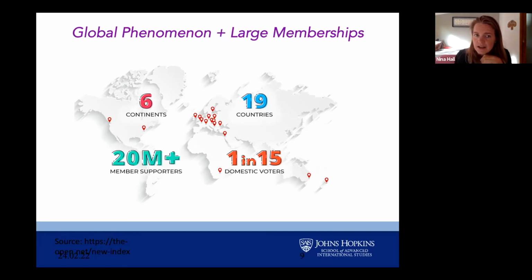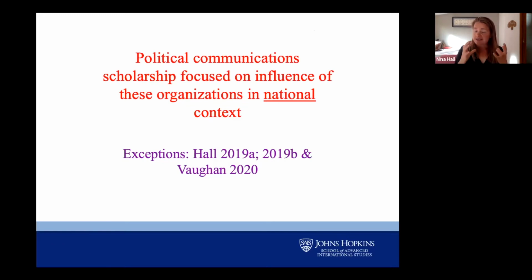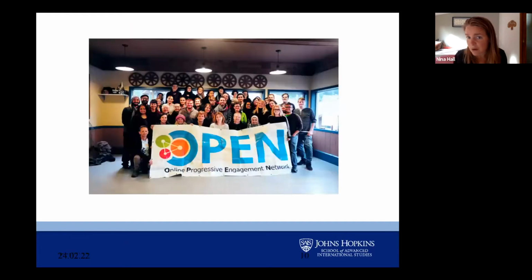Now, what I just skipped over is that there is a large scholarship on these organizations, and that's mostly come from political communication scholars, people like David Karpf, Ariadne Vromen, who's written on GetUp, Andy Chadwick, who's written on 38 Degrees, but most of them have focused on these organizations in their national context. In other words, how have they influenced and shaped the national, say, MoveOn in the US, GetUp in Australia, political context? There are a couple of exceptions, some of my previous scholarship being one, and Michael Vaughan's work as well, where there have been comparisons, but there has been very little asking, what are the transnational connections between these networks? And that's really what my book does.